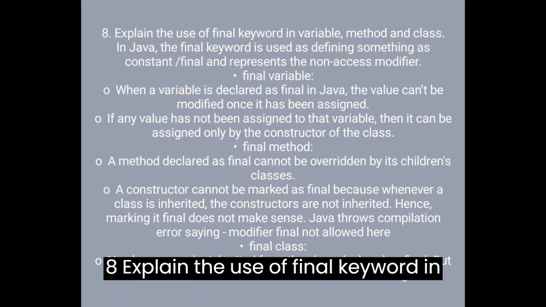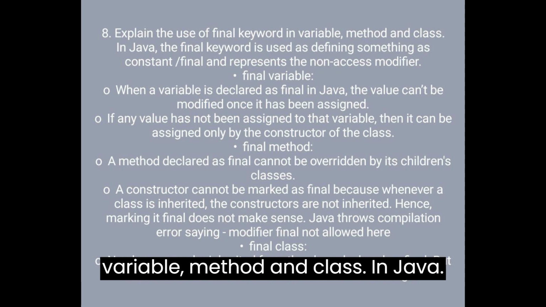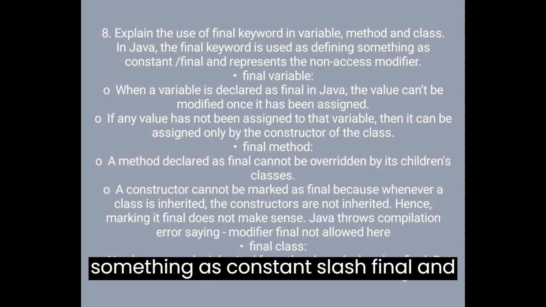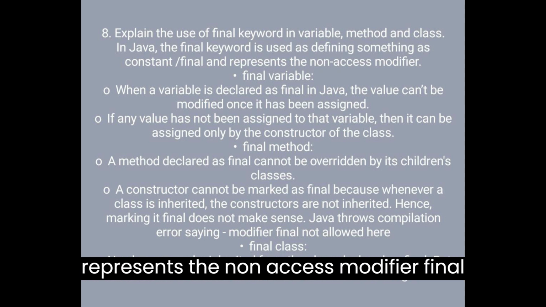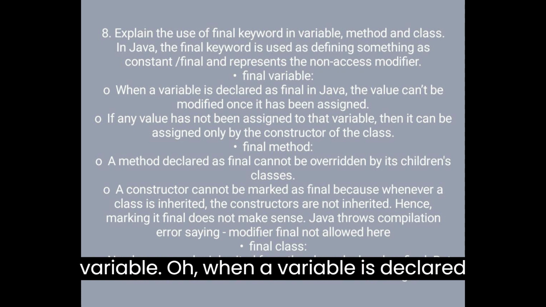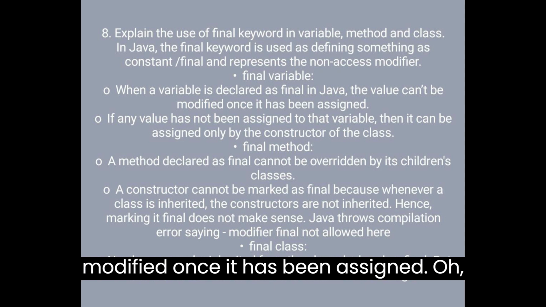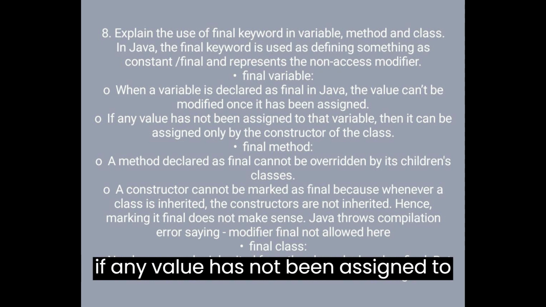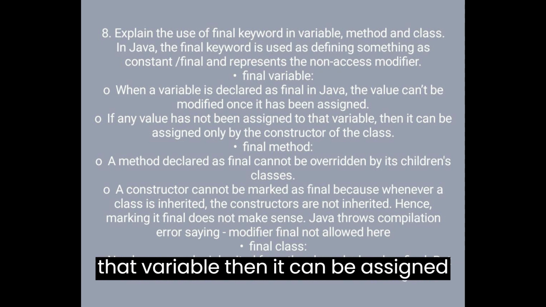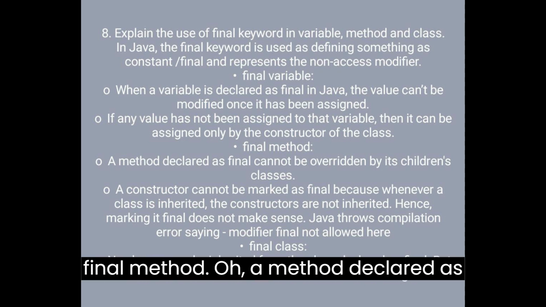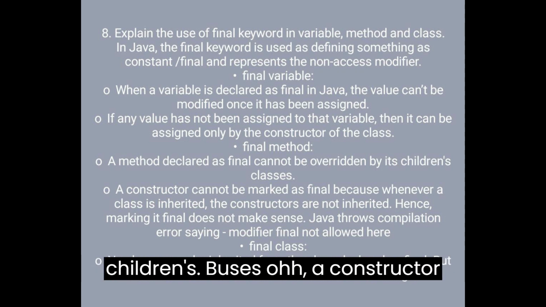8. Explain the use of final keyword in variable, method and class. In Java, the final keyword is used as defining something as constant/final and represents the non-access modifier. Final variable: when a variable is declared as final in Java, the value can't be modified once it has been assigned. If any value has not been assigned to that variable, then it can be assigned only by the constructor of the class. Final method: a method declared as final cannot be overridden by its children's classes.